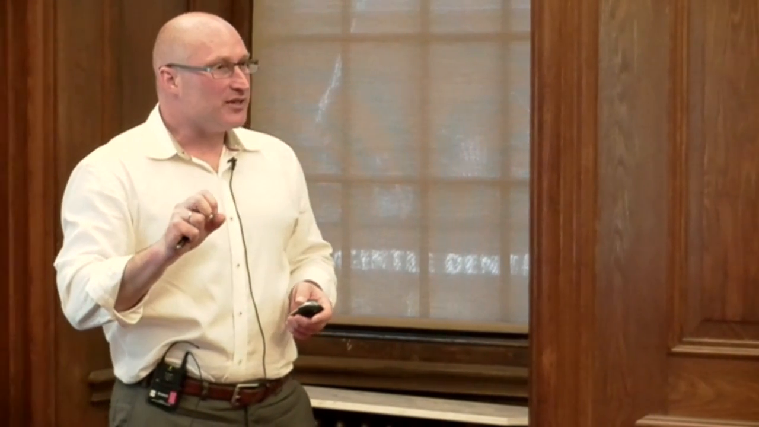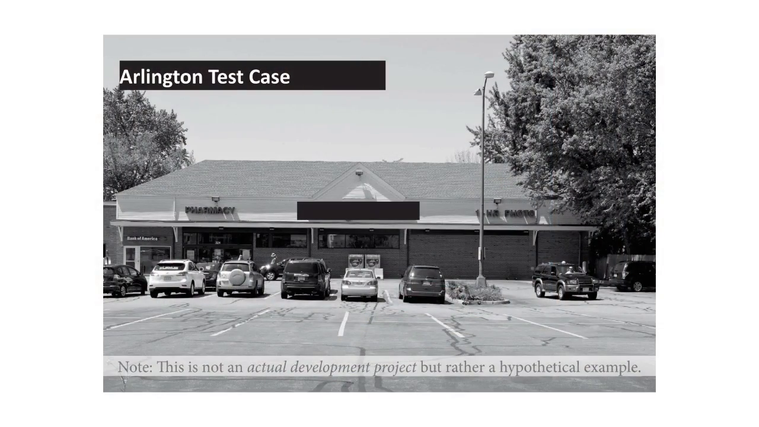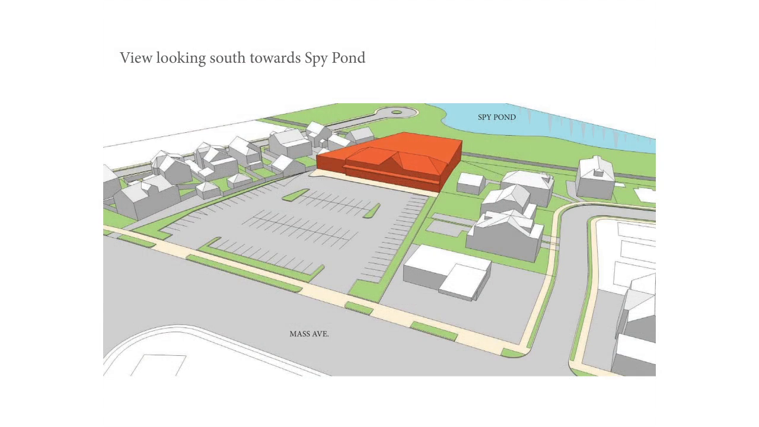Just two more points. One is a very specific example, and I've covered up the name to protect the innocent here. But there's all kinds of projects like this, not just in Arlington, but in many places. Large surface parking lots set back from the street. This is on Mass Ave. Between Spy Pond and Mass Ave, just half a mile from here, that's what it looks like today. So we're just going to show you a few images that hopefully relate to these themes. So you don't want to do that. That's looking south towards Spy Pond.